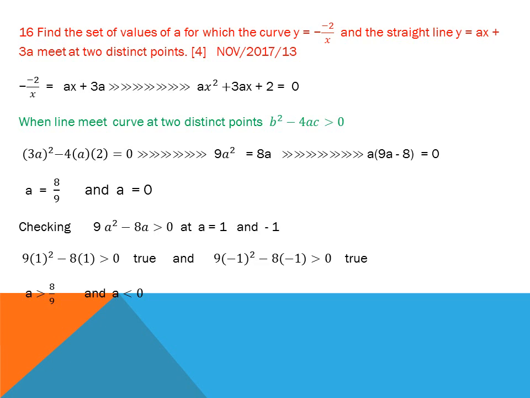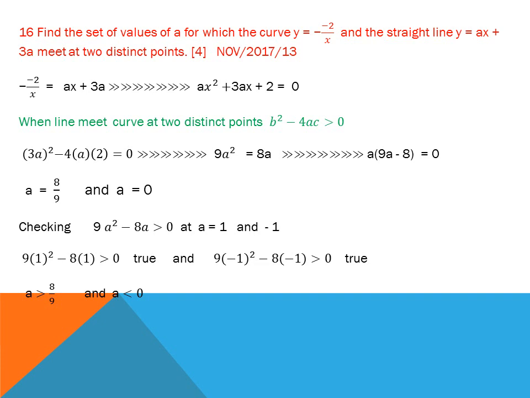In question number 16, find the set of values of a for which the curve given and the straight line ax plus 3a meet at two distinct points. This question is also repeated. In previous 2 or 3 questions, we have applied the formula b square minus 4ac is greater than 0 for two distinct points. First, I equate the equations, minus 2 over x is equal to ax plus 3a. So I multiplied the x coordinates on the right hand side: ax square plus 3x plus 2 is equal to 0. First I take b square minus 4ac equal to 0 in order to find the critical values of a.